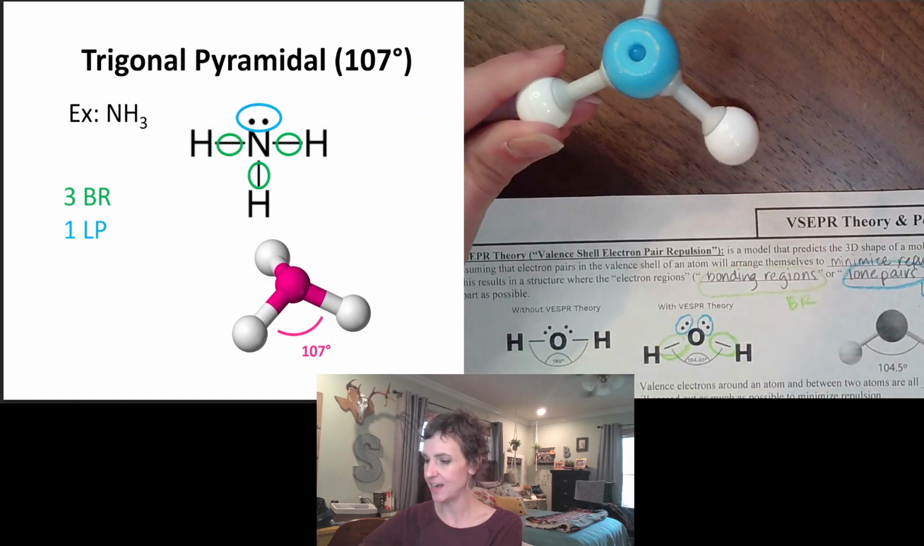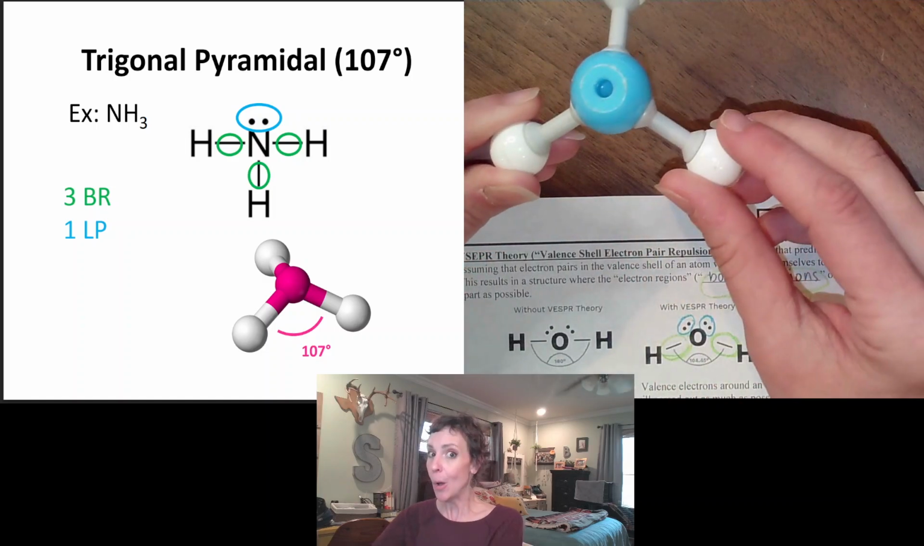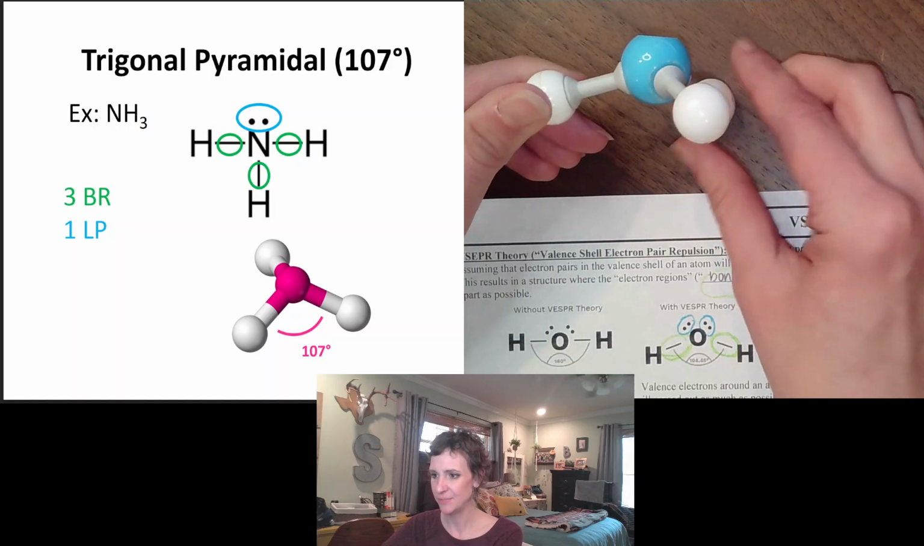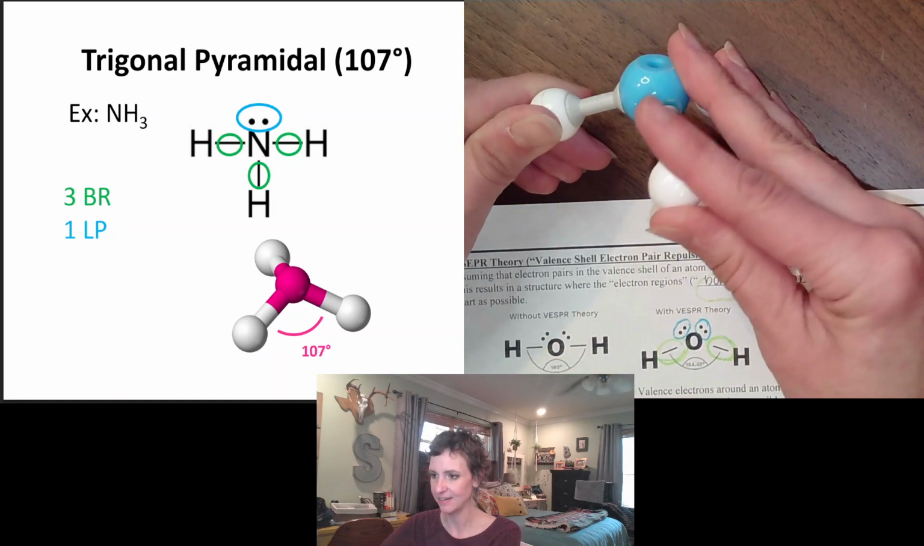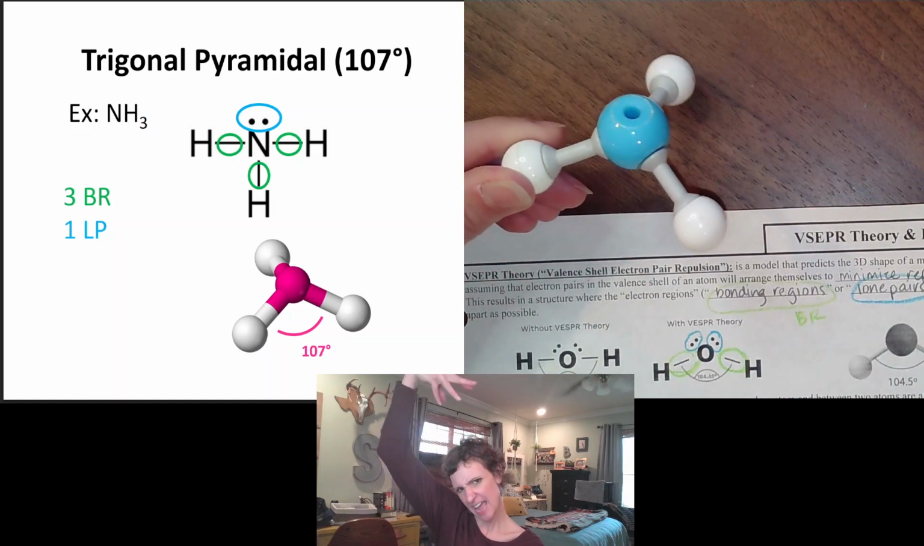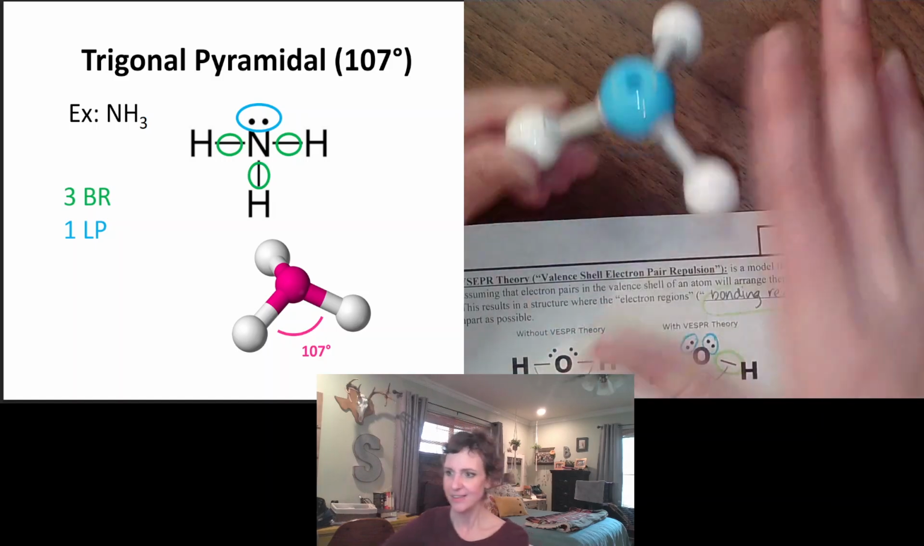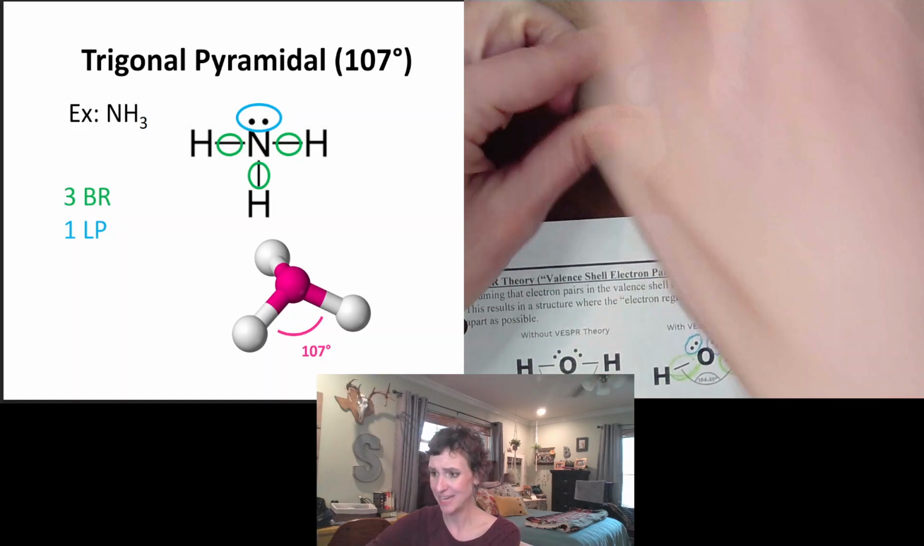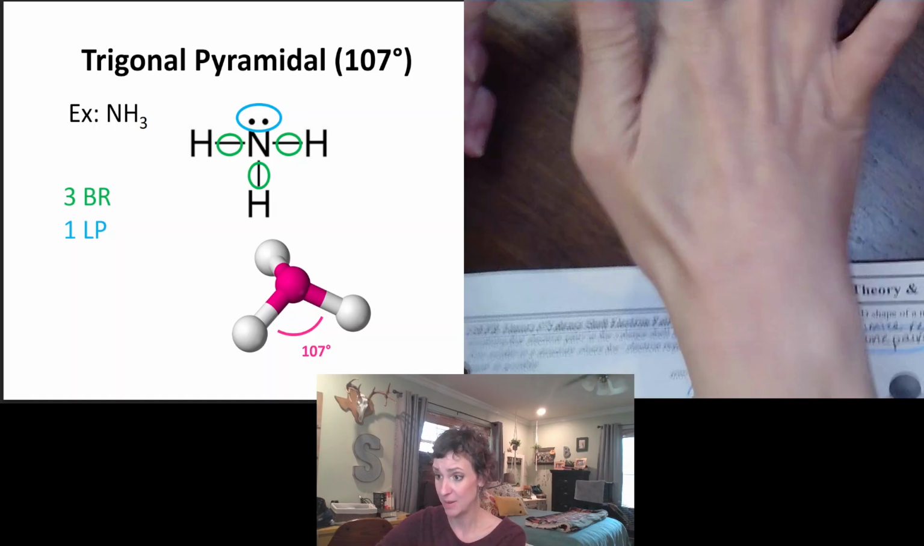Y'all are like, cool, we've seen another trigonal thing before. He was flat. Well, not in this case. If I look at him from the side, his lone pair at the top is kind of like a hat that he's sticking up on top. You would call this a trigonal pyramidal shape. He is not flat. Here's some give to him right here.